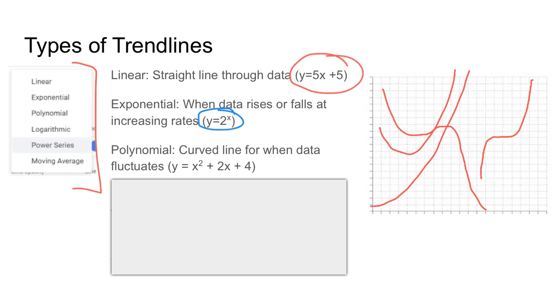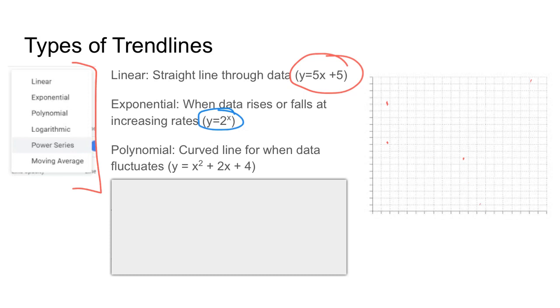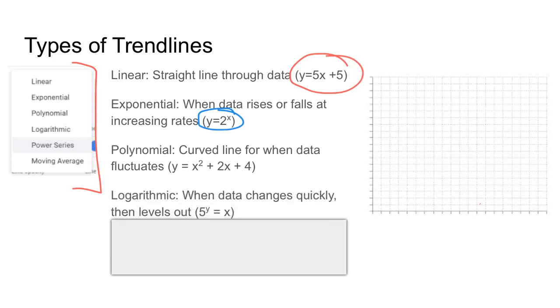But that polynomial is going to be able to give us a lot of different equations depending on what our data is doing. And so a polynomial is also one type of trend line. And we'll show the similarities between that and the power series, which we'll get to in a second.